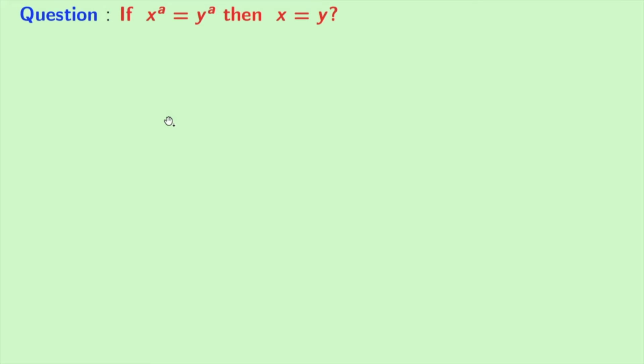Today we will discuss the following problem. That is, if x power a is equal to y power a, then is it true that x is equal to y? Now try it for yourself and answer me in the comment box.